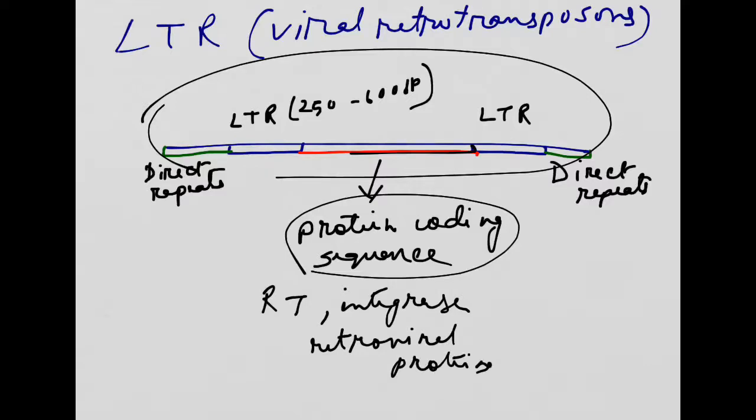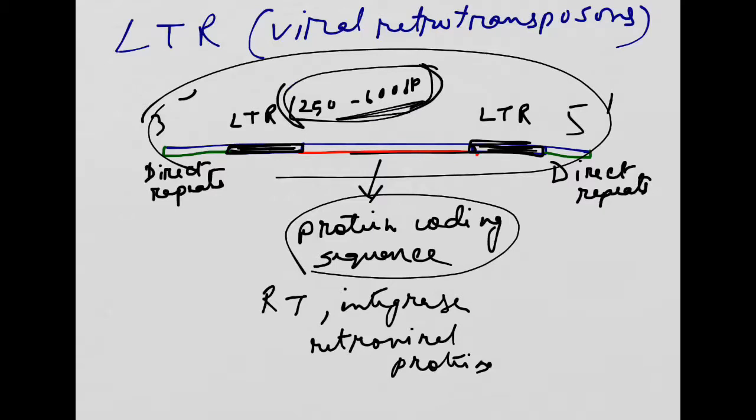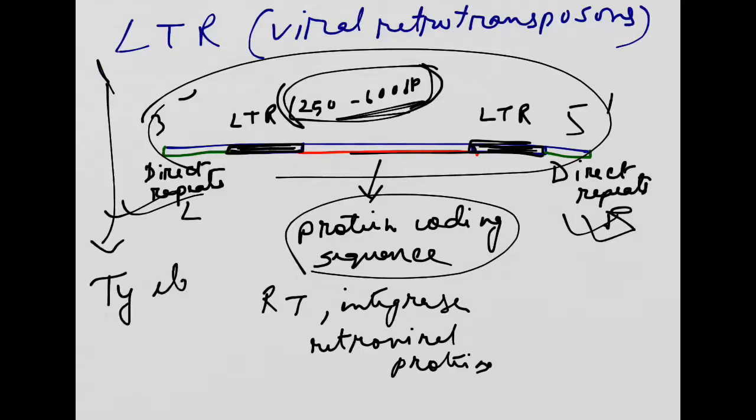And at both the ends, that is 3' and 5' terminal, there will be a stretch of long terminal repeats, which can be 250 to 600 bp in size. On both sides of the LTR, there will be direct repeats, on the left and right hand side. This LTR structure is found in Ty elements in yeast.